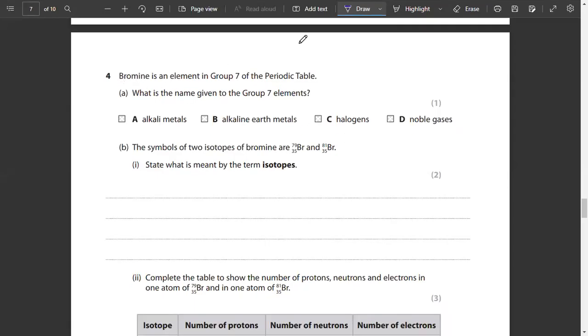Bromine is an element in group number 7 of the periodic table. What is the name given to the group 7 elements? Group 7 elements को हम कहते हैं halogens: fluorine, chlorine, bromine, iodine, astatine.